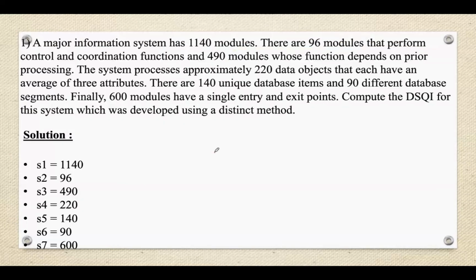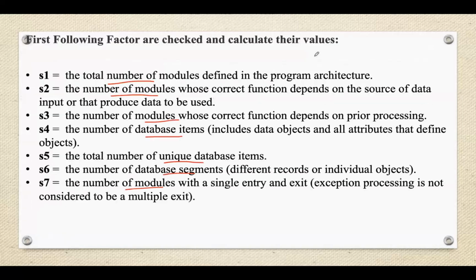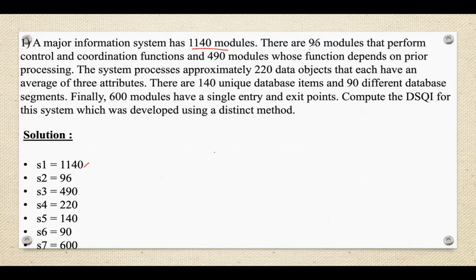Let us see one example. Here in the question, they gave values from S1 to S7. So you need to find out, because we already know what is S1, S2, and so on, Sn. So based on that, let us just find out the values. So here, S1 represents total number of modules, right? So just see the question. Major information system has 1140 modules. So that is S1 equal to 1140. S2 means the number of modules whose correct function depends on the source of data. Find out S2. So 96 becomes S2.